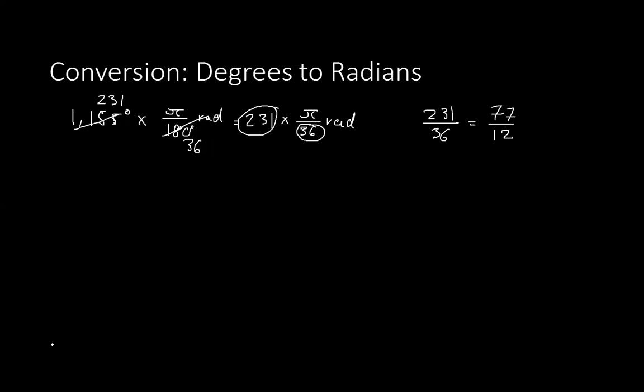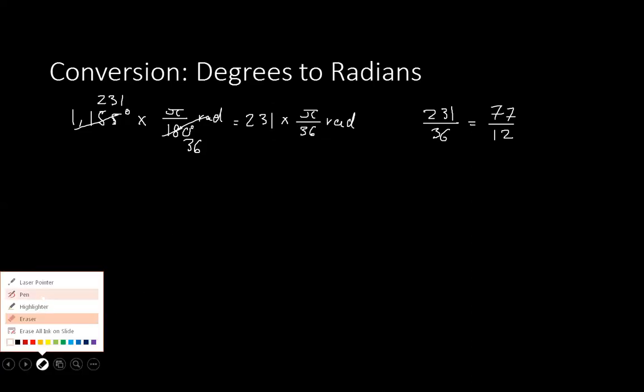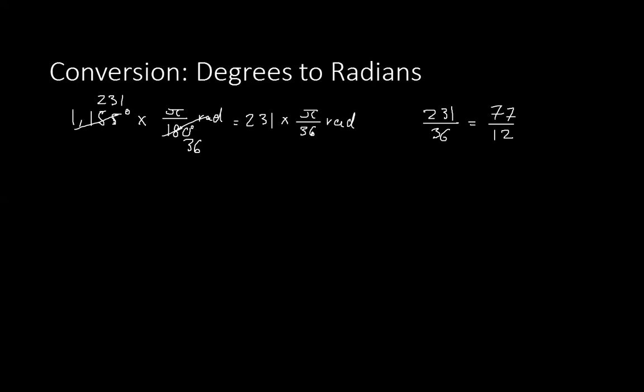I do believe it's 3. These two numbers are divisible by 3. How do I know that? 36 divided by 3 is 12. 231 divided by 3 is 77. So we will stop right here. This is already the simplified expression. With that, we can now multiply them together. So 77 pi all over 12 radians. This is now your final answer.